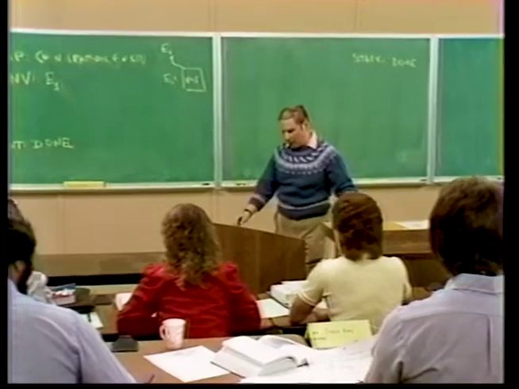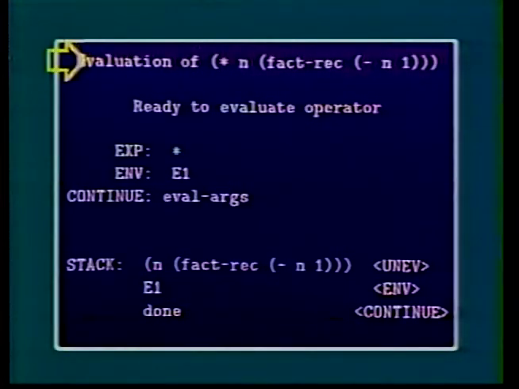First thing we're going to do is evaluate the operator. What happens when we evaluate an operator? Well, we arrange things so that the operator ends up in the expression register, the environment's in the env register, continues someplace where we're going to go evaluate the arguments, and on the stack we've saved the original continue, which is where we wanted to be when we're all done, and then the things we needed when we're going to get done evaluating the operator, the things we'll need to evaluate the arguments, namely the environment and those unevaluated arguments. So there they are sitting on the stack, and we're about to go off to evaluate the operator.